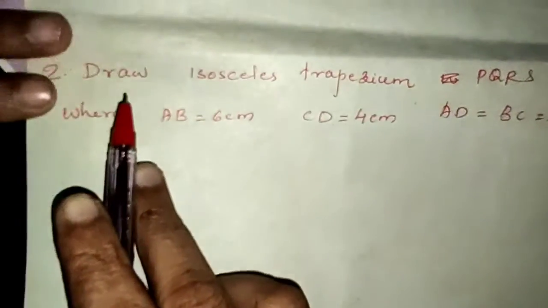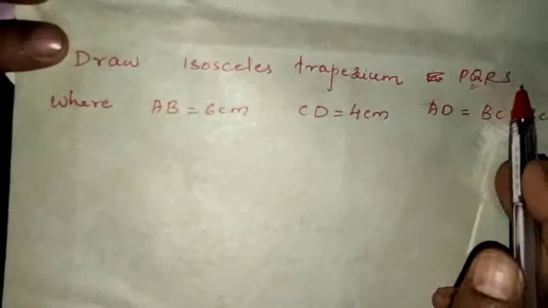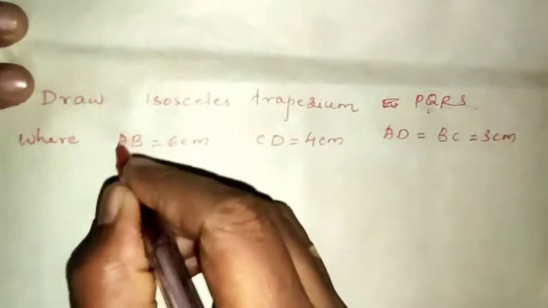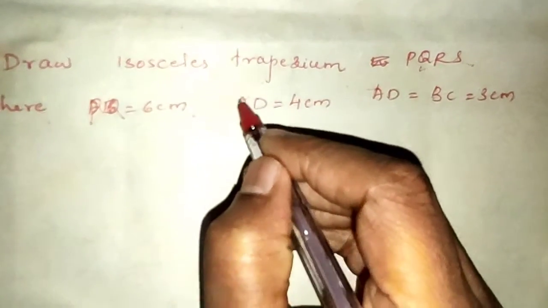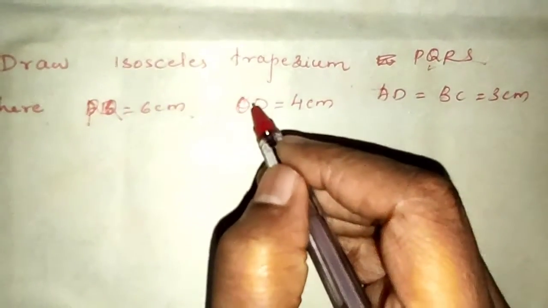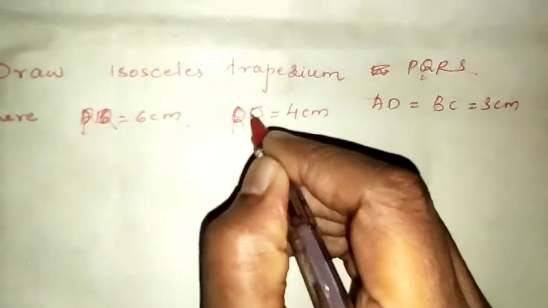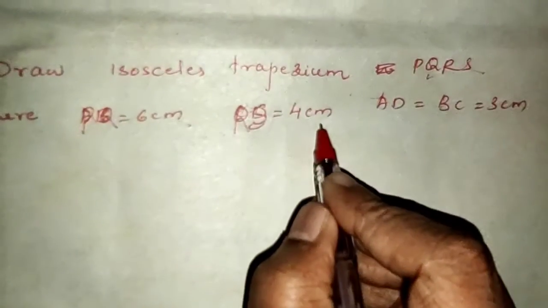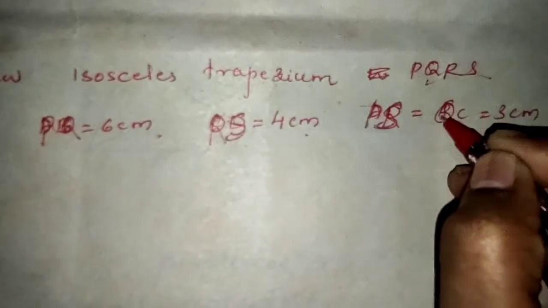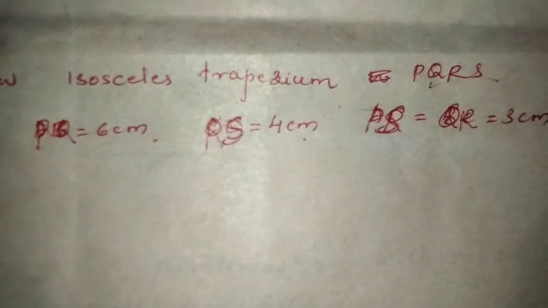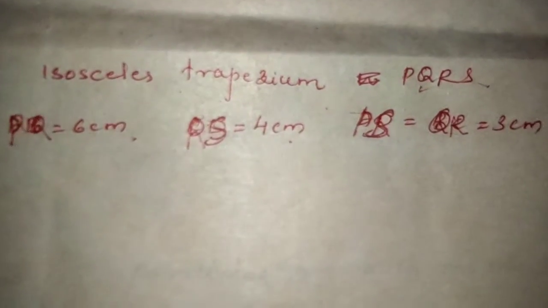Okay, let us draw. So this is our second question. Draw an isosceles trapezium PQRS where PQ is equal to 6 centimeter, RS is equal to 4 centimeter, and PS and QR are equal to 3 centimeter. Let us draw this.